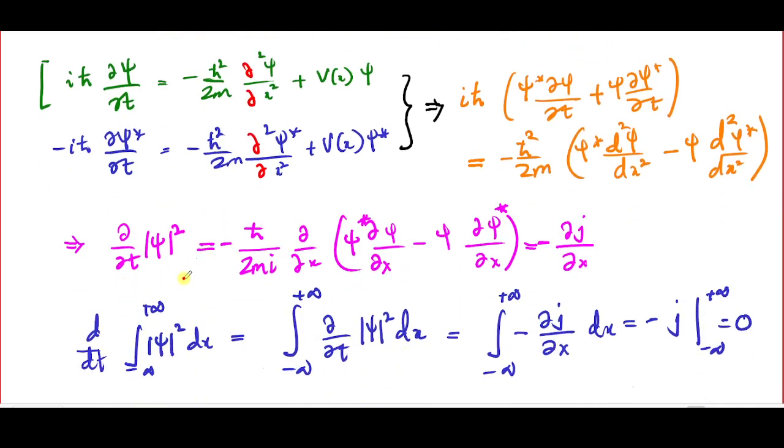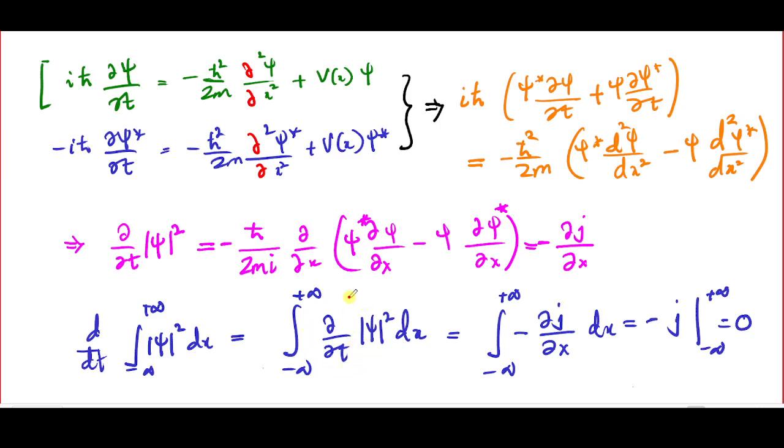If we integrate this equation over all space, we end up with d/dt of the integral of |psi|² being the same as the integral of minus ∂j/∂x over all space. This turns out to be minus j's value at plus infinity, subtracted from it minus j's value at minus infinity. And since the current density is supposed to die down at infinity, which will definitely happen with wave packets, in this case you are going to get a 0 for this rate of change of the integral of |psi|².